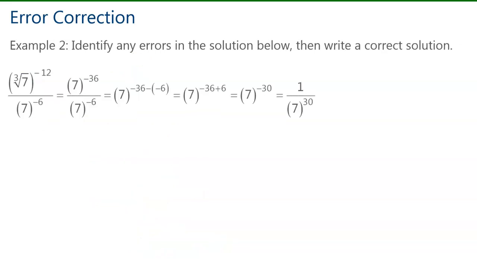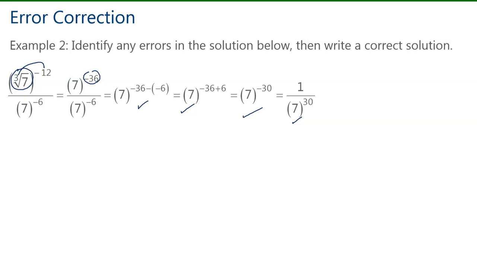Here's example 2. Identify any errors in the solution below, then write a correct solution. I suggest you always start by checking the very first step. So let's do that. We have the presence of a radical, which makes me suspicious. It looks like they multiplied the 3 and the negative 12 to get negative 36. All the steps after this seem pretty reasonable.